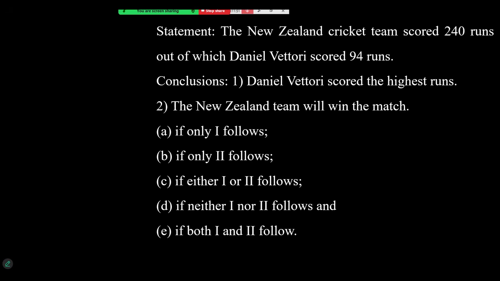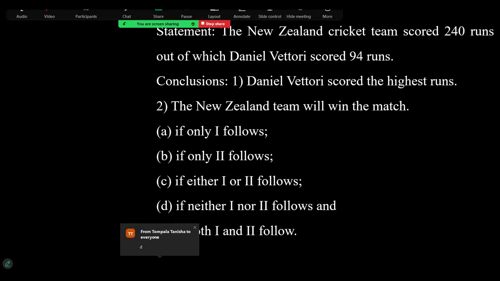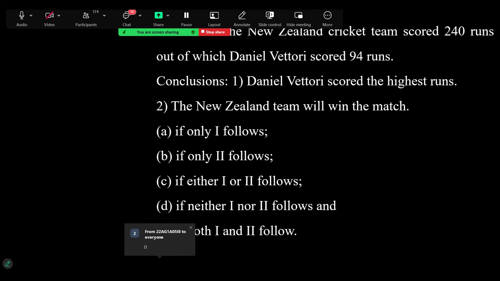Which conclusion? With these statements and conclusions, we can close and move to the next topic. This is all to get the idea. Daniel Vettori scored 94 runs. So 240 runs. Whether it is a 2020 match or one day match is not mentioned in the question first of all. So that's one issue for us.